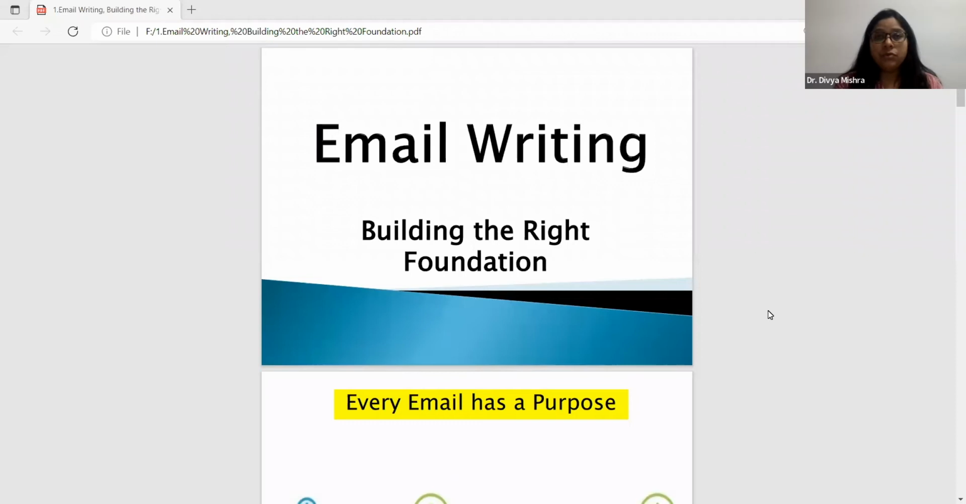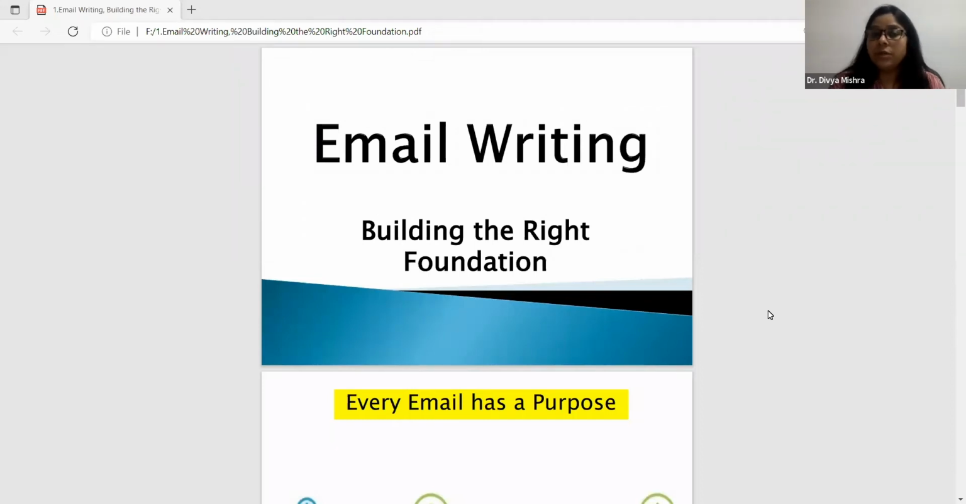But as you know, if you can speak properly, it doesn't make you a good communicator. Similarly, if you know how to write, it doesn't make you a good email writer. So there are certain tips and tricks that you need to keep in mind while writing an email in a professional world. And according to research, around 2.5 or 3 hours a day we spend dealing with emails.